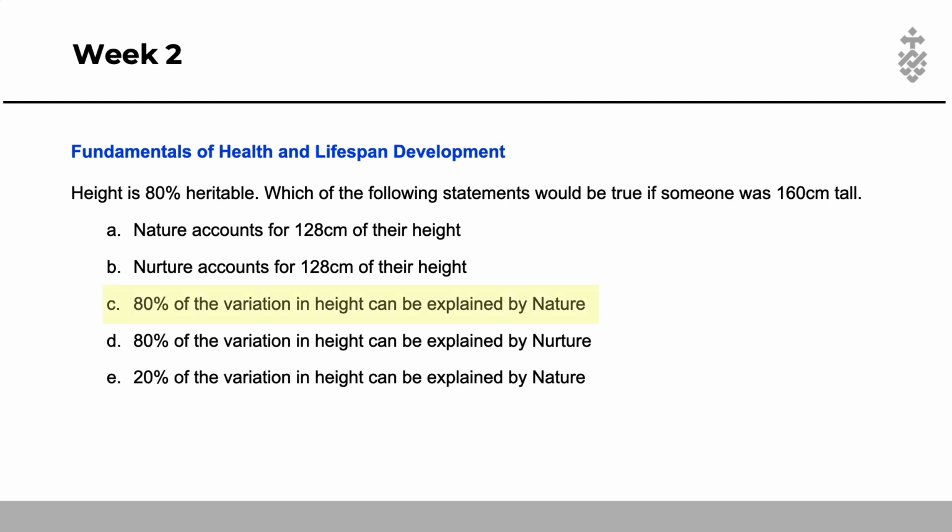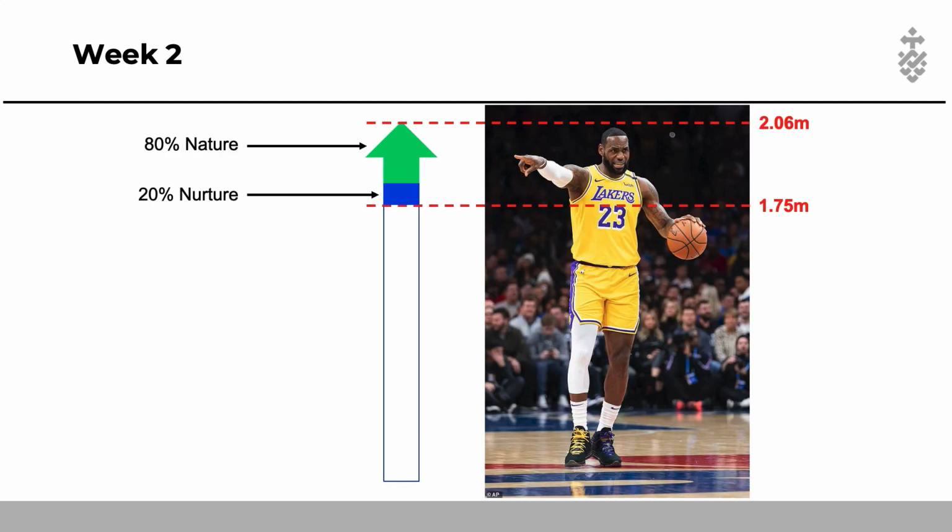And the answer is C. So remember back in week 2, we saw this picture of LeBron, and we see that he's 2.6 meters, and the average height of a male is 1.75 meters. So 80% heritable doesn't mean that if you're 160 centimeters tall, that your genetics make up 130 centimeters and then the rest depends on your environment. It means that 80% of the variation in height among humans can be explained by genetics. So 80% of that variation from the mean can be explained by our genetics.